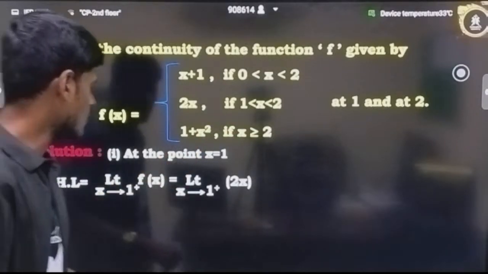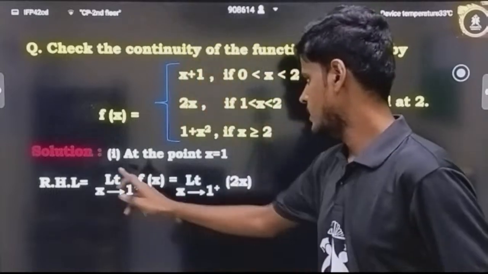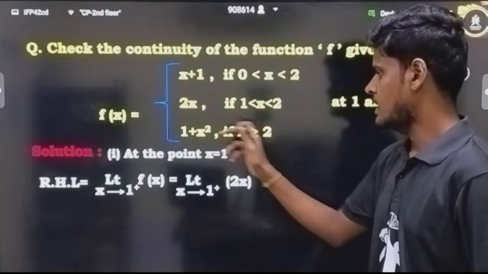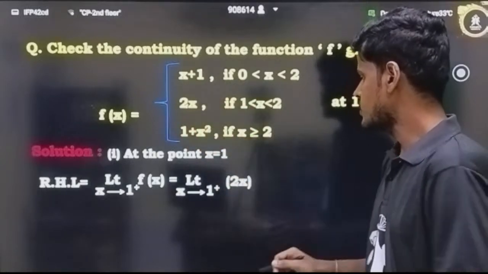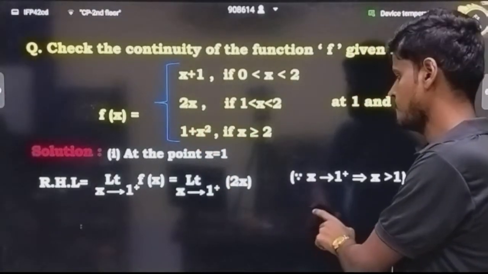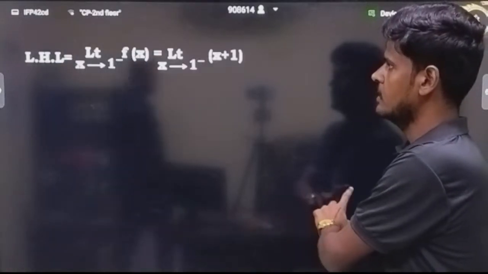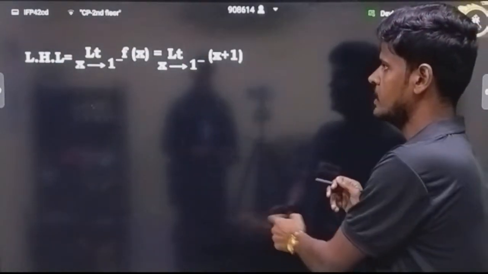At the point x equal to 1, what is the limit? The right hand limit is given by this value, 2x. That means it will be 2 into 1, that is 2. What about the left hand limit? The left hand limit is given by, what is the function here?